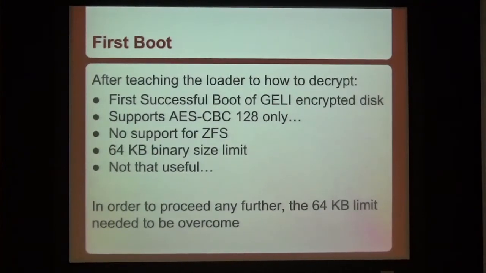So anyway, at this point, we've finally successfully booted a GELI encrypted disk, because the loader can now load the kernel. But it only supports AES-CBC 128. It doesn't support ZFS, because we're stuck with this 64 kilobyte limit, and that's not that useful. So in order to get any further, since my real goal was ZFS, UFS was more just a proof of concept that it would work, and for completeness, we had to overcome the 64 kilobyte limit.